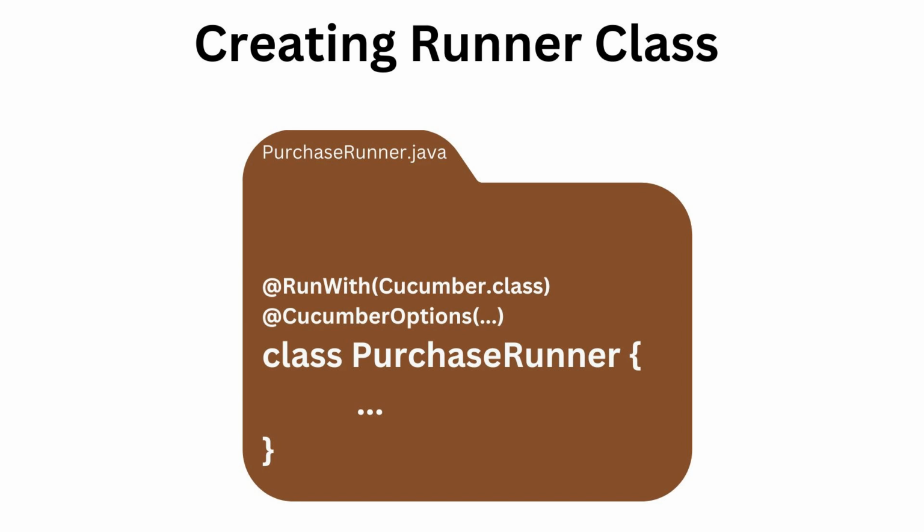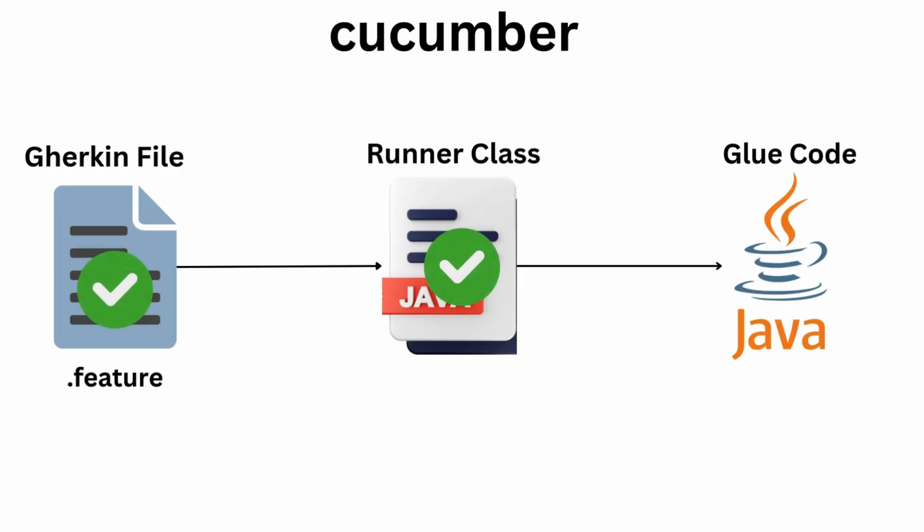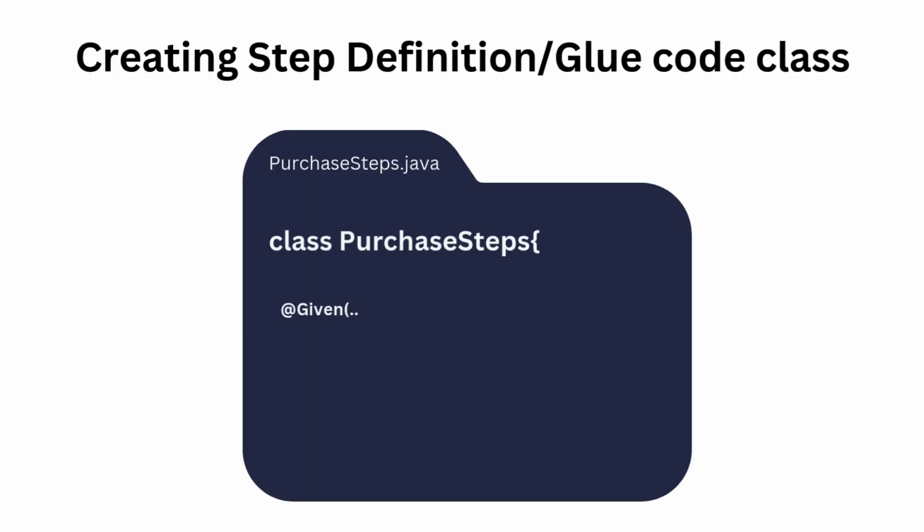That is the reason we have 2 main annotations. At the rate RunWith Cucumber class will describe that all test cases should run with the Cucumber framework. And at the rate CucumberOptions will define the feature file and glue code class locations. You just completed runner class creation also. The final step remaining is to create a glue code class or step definition class.